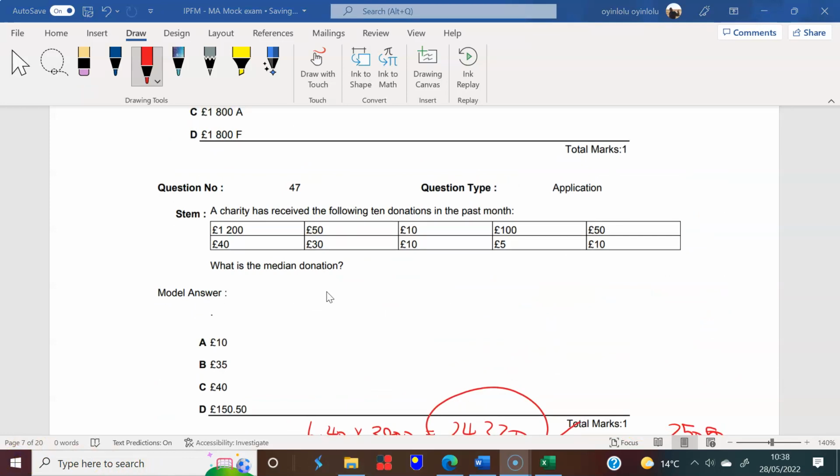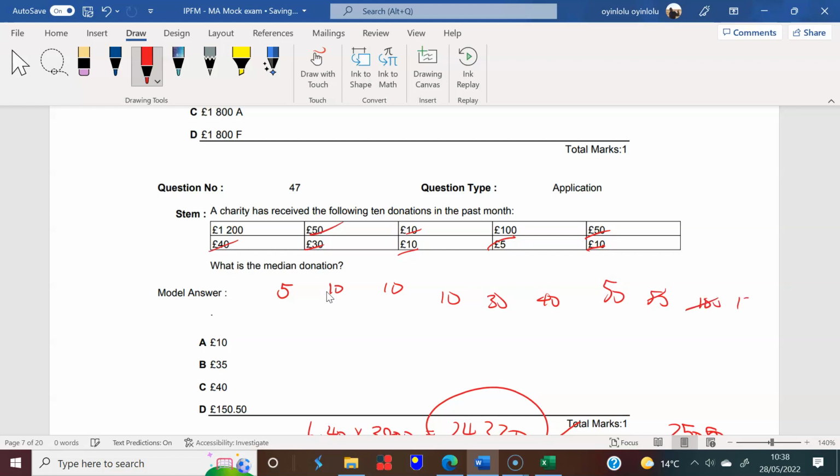So let's calculate the median donation. Let's line all of them up. We have 5, we have 10, then 10 again, then 10 again, then 30, then 40, then 50, then 50 again, then 100, then 100.